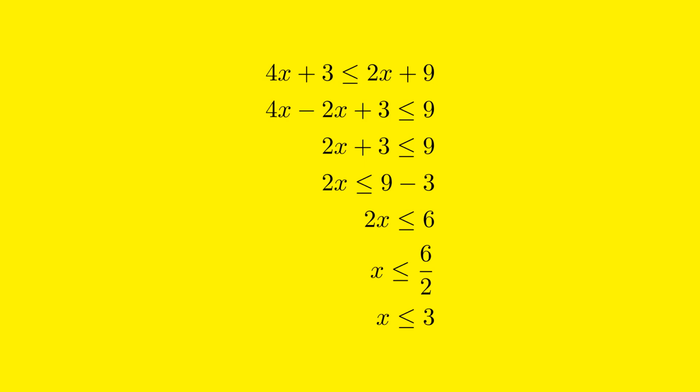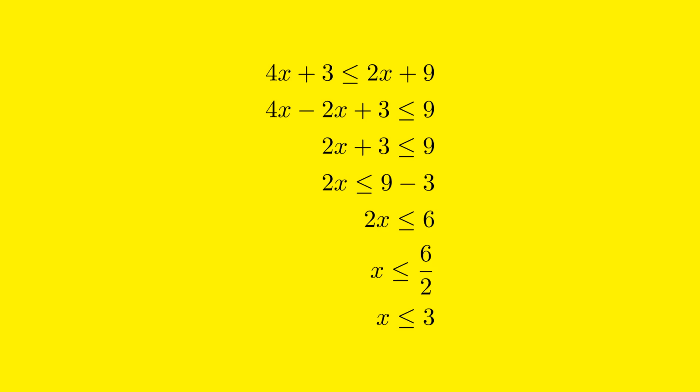We begin with the inequality 4x plus 3 is less than or equal to 2x plus 9. The goal is to isolate the variable x on one side. But first, let's simplify the equation. We notice that x is on both sides of the inequality. Let's start by subtracting 2x from both sides of the equation to get the x terms on one side. This leaves us with 4x minus 2x plus 3 is less than or equal to 9. Simplifying that results in 2x plus 3 is less than or equal to 9.